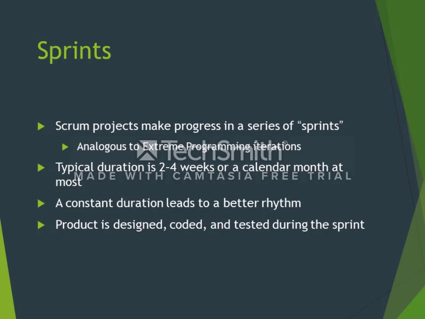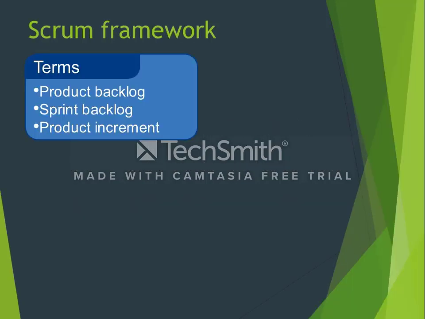Scrum projects make progress in a series of sprints, which is analogous to extreme programming iterations. Typical duration is 2 to 4 weeks or a calendar month at most. A constant duration leads to a better rhythm. Product is designed, coded, and tested during the sprint. Now let's take a look at product backlog, sprint backlog, and product increment.